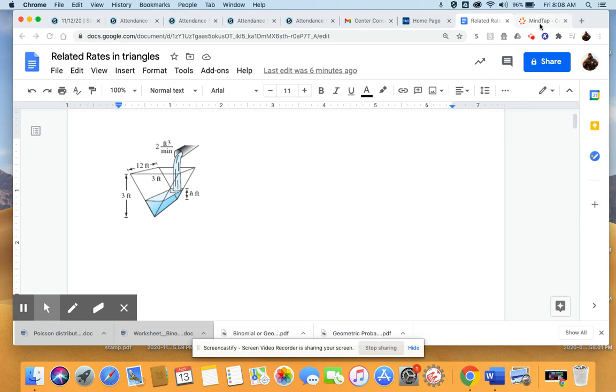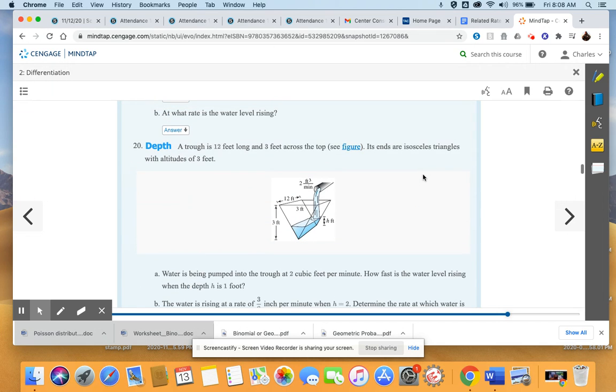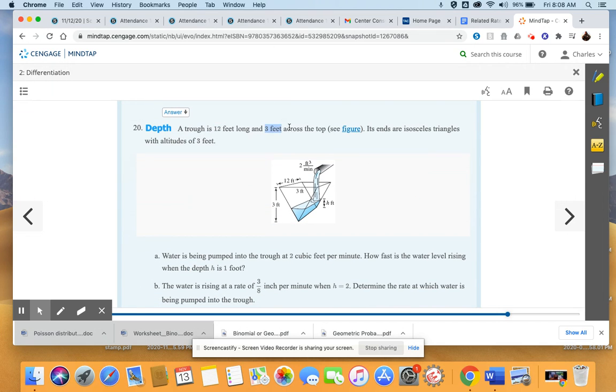So let's take a look at this problem. First one I assigned for yesterday. A trough is 12 feet long, 3 feet across the top. The ends are isosceles triangles with altitudes of 3 feet. Water is being pumped into the trough at 2 cubic feet per minute. How fast is the water level rising when the depth H is 1 foot?